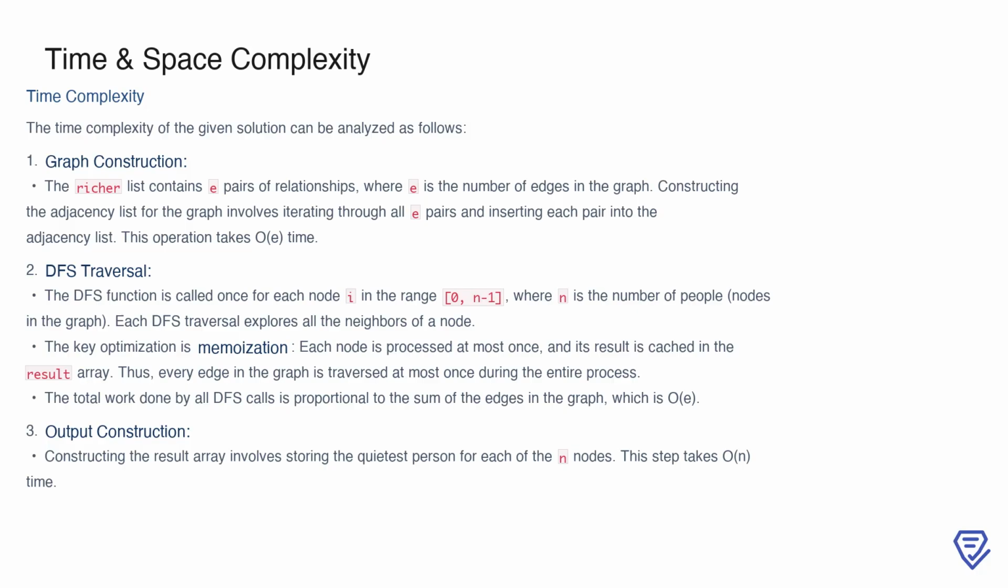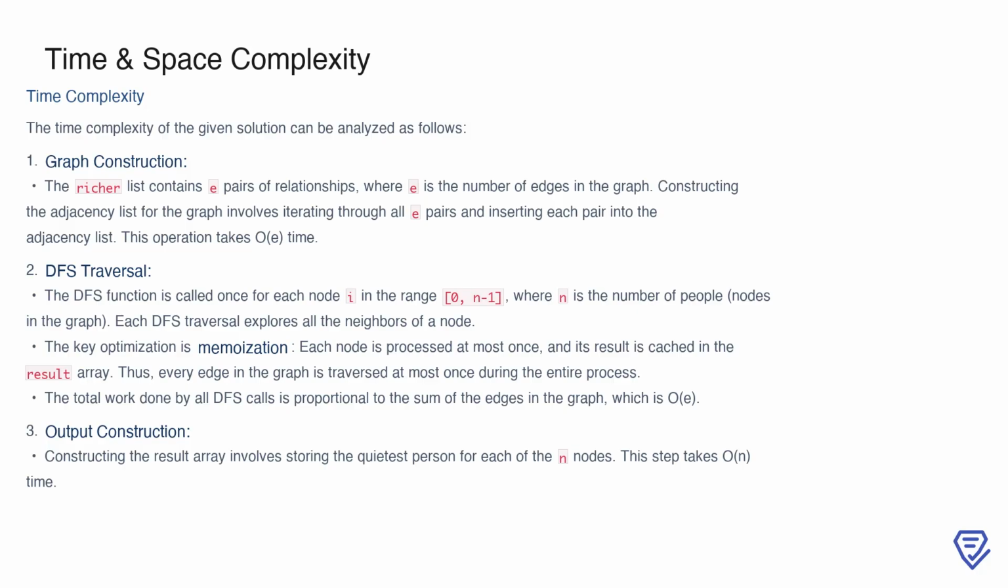Next, we have the DFS traversal. Here, the DFS function is called once for each node, and the traversal explores all of the neighbors of a node. The key point is that memoization ensures each node is processed only once, so every edge in the graph is visited at most once. This means the total time spent on DFS is proportional to the number of edges, which is also O(E). Finally, constructing the result array requires storing the quietest person for each of the n nodes, which takes O(n) time.